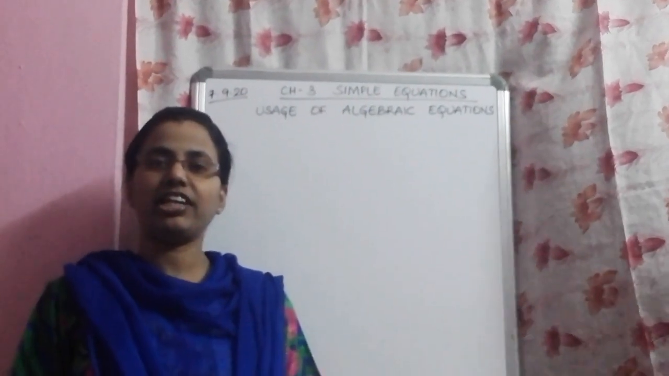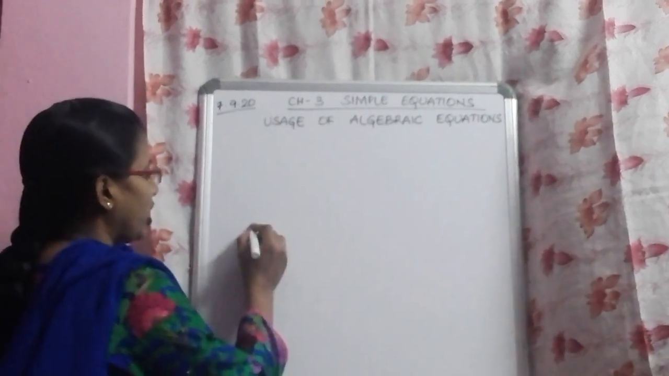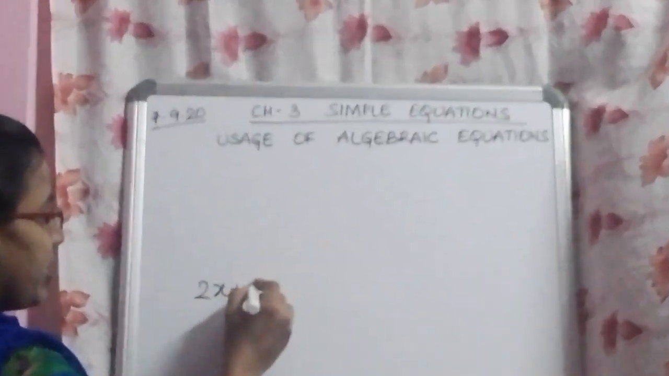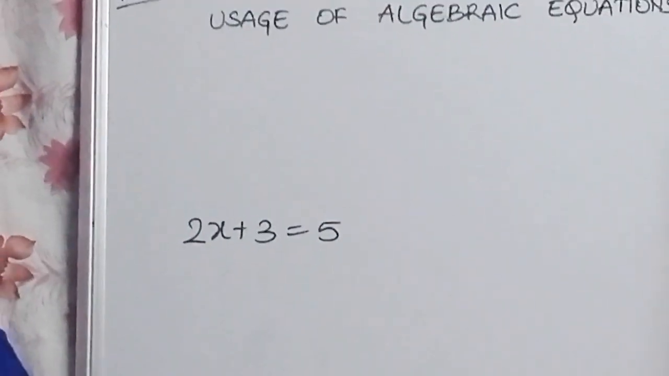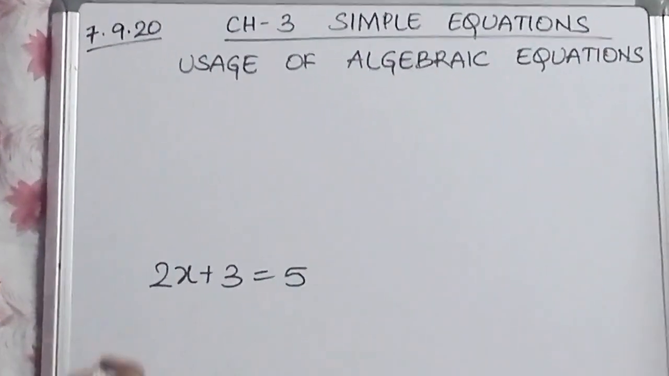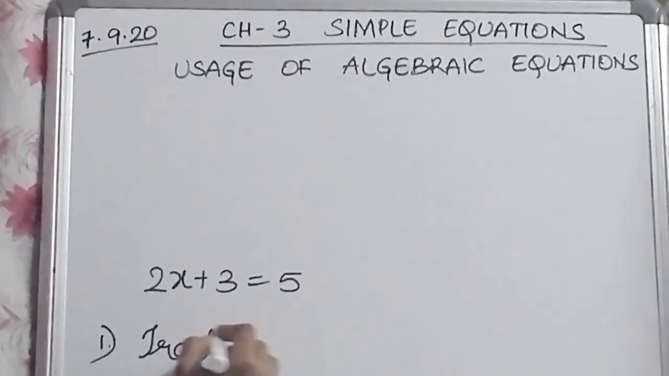Till today, we have learned how to solve equations. Equations like this: 2x plus 3 is equal to 5. You have learned three methods of solving. The first method which we have learned was the trial and error method.